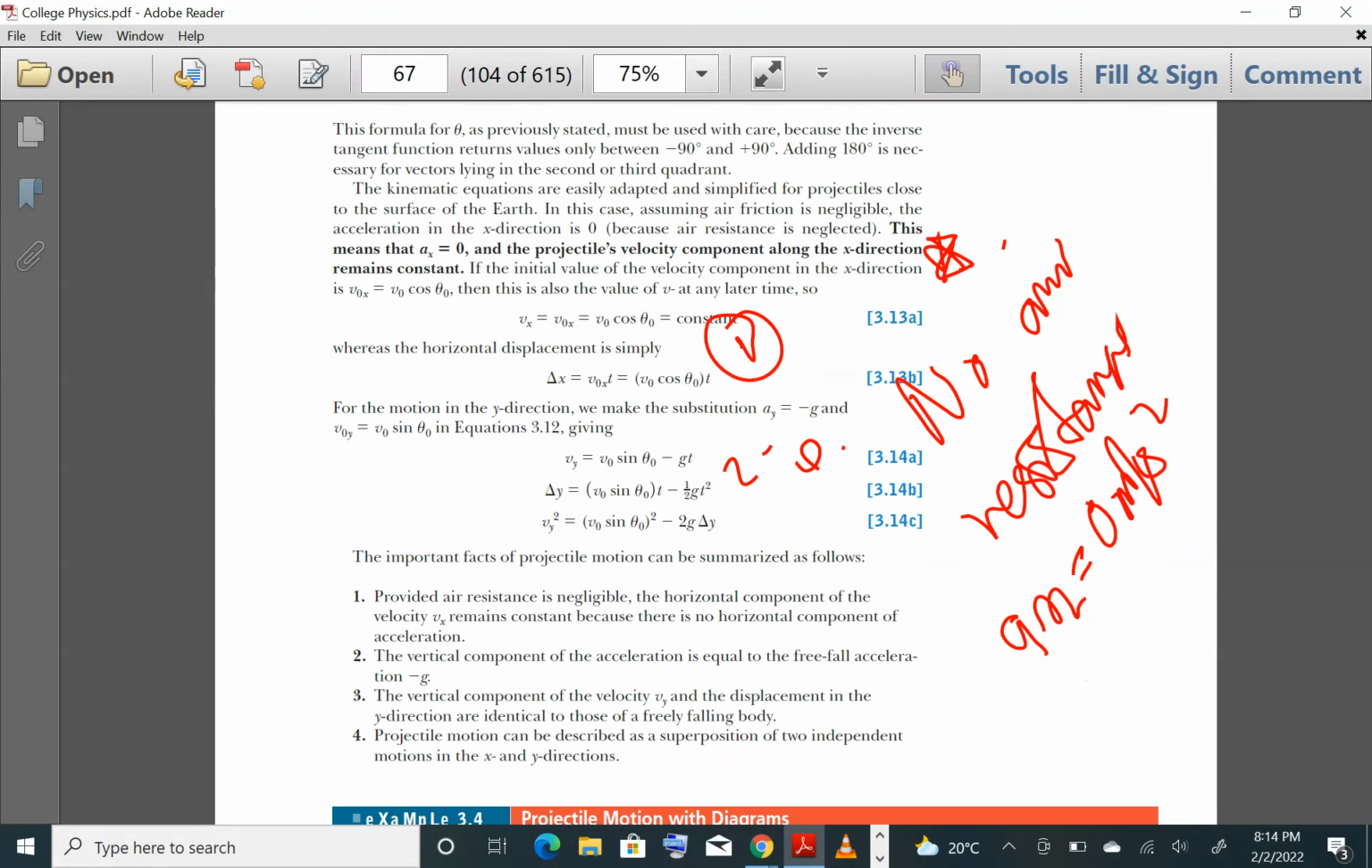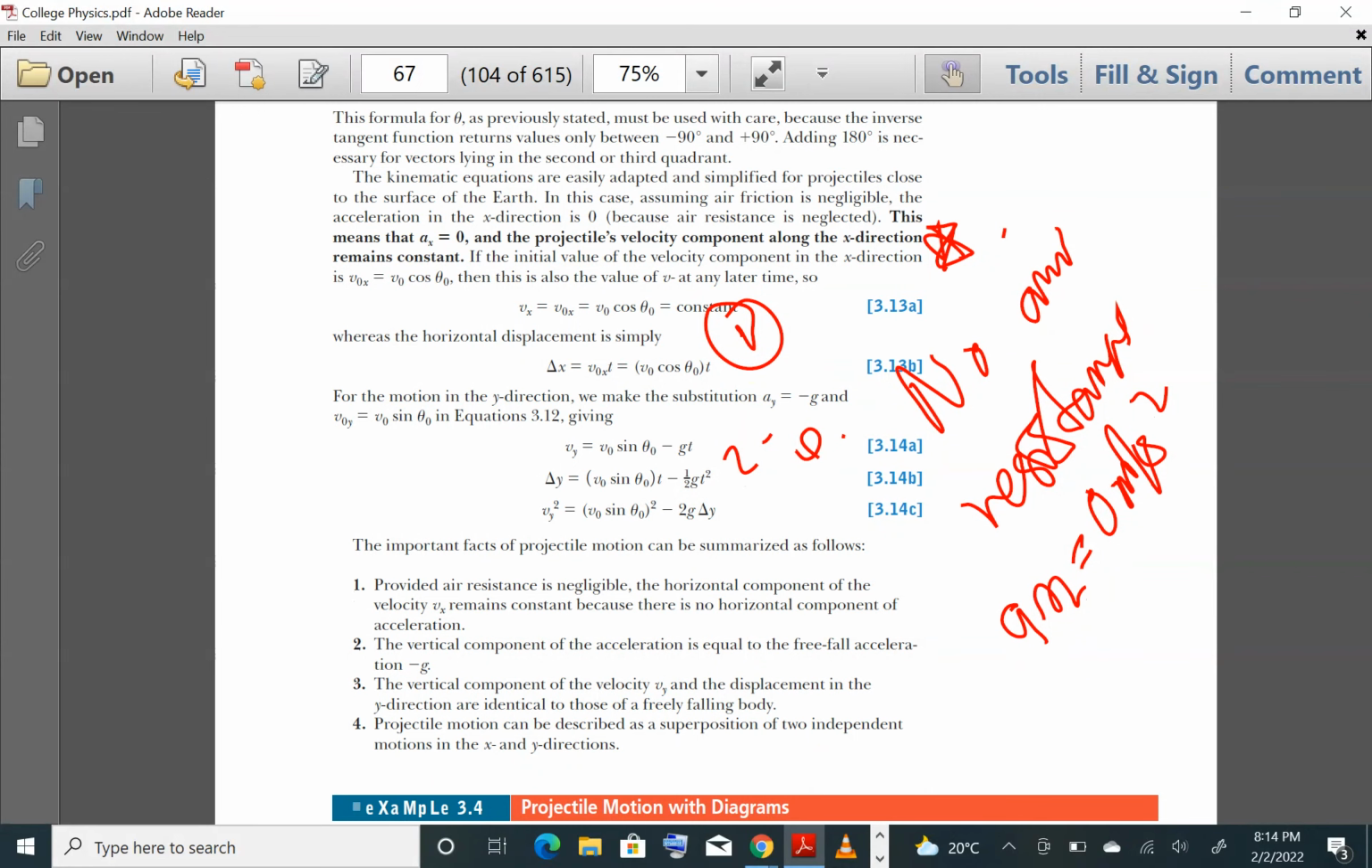The other thing which is very important here, something that I've already mentioned, is that acceleration in the horizontal or in the x direction is going to remain constant, because acceleration is zero. There is no air resistance, and there's no gravity in the horizontal. Gravity is always there when you're going upwards or downwards. That's when gravity is going to act on you.